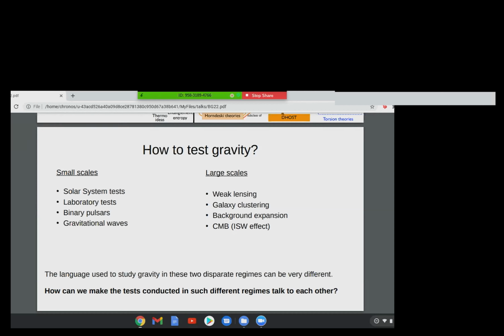For the small scale astrophysical tests, often people talk about post-Newtonian frameworks, or the parameterized post-Newtonian PPN framework, which we'll talk about more in a moment. And then on large cosmological scales, people talk about cosmological perturbation theory. And these are two very different languages that don't naturally talk to each other in their raw form. So what we would like to do is construct some kind of dictionary that allows us to combine the constraints we obtain in these two disparate regimes to say something more generic about gravity and about potential deviations from GR.